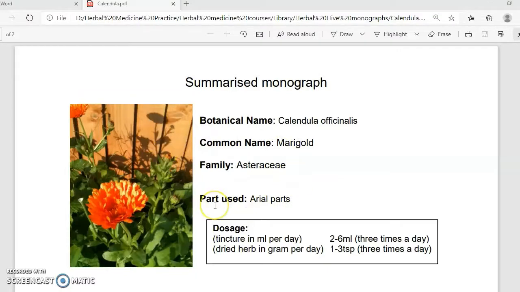So that's a monograph, and if you do take part in my more advanced courses, for example, in my year-long herbal medicine course or more advanced herbal medicine course, or even my intermediate level study groups, then you will find monographs there.